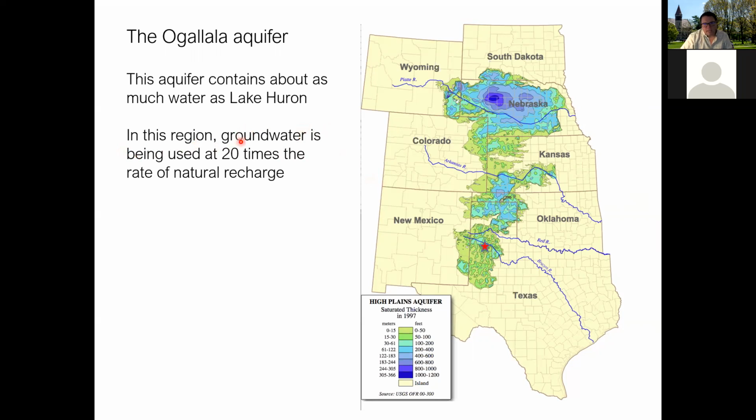The bad news, which we're going to get to, probably in the next class, is that groundwater in this region, because of agricultural use, within the last probably 90 years almost entirely, is being used at about 20 times the rate of natural recharge. So as I noted before, there's a very modest amount of precipitation. There is actually modest vegetation, mostly low-lying grasslands in the area.